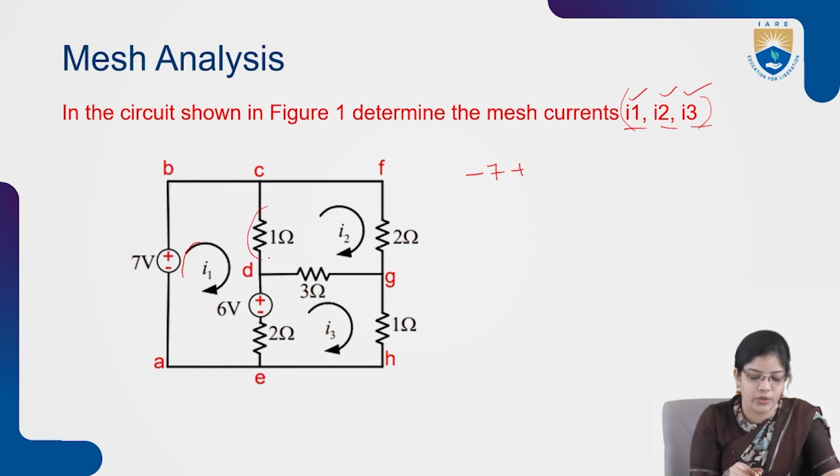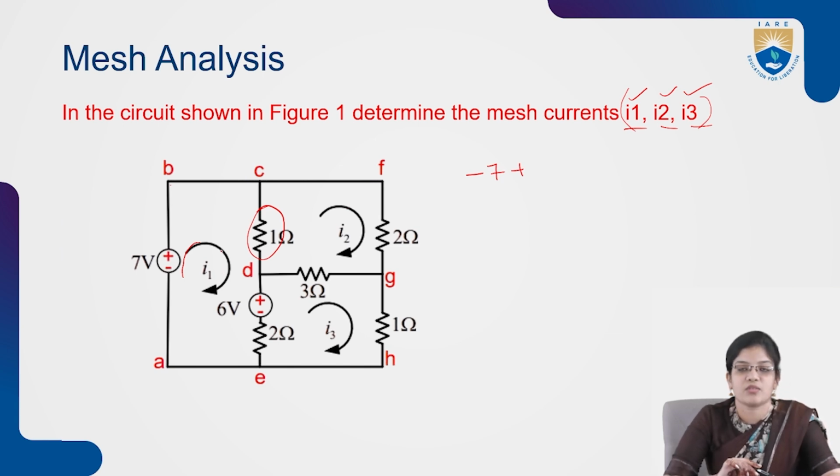and the 1 ohm resistance is connected in between mesh 1 and mesh 2. With respect to the first mesh, I am calculating for the 1 ohm resistance, so I am taking it as 1 into (I1 minus I2). If I am considering the I2 mesh, I will be taking I2 minus I1. As I am considering the first mesh, I am taking it as I1 minus I2.